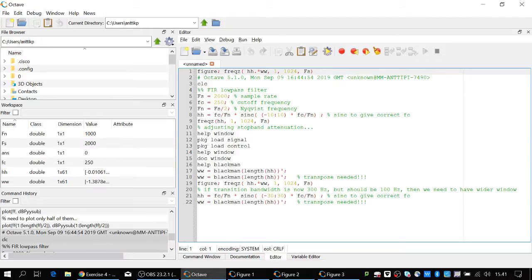Continue with the filter design. So, FIR low pass filter design.